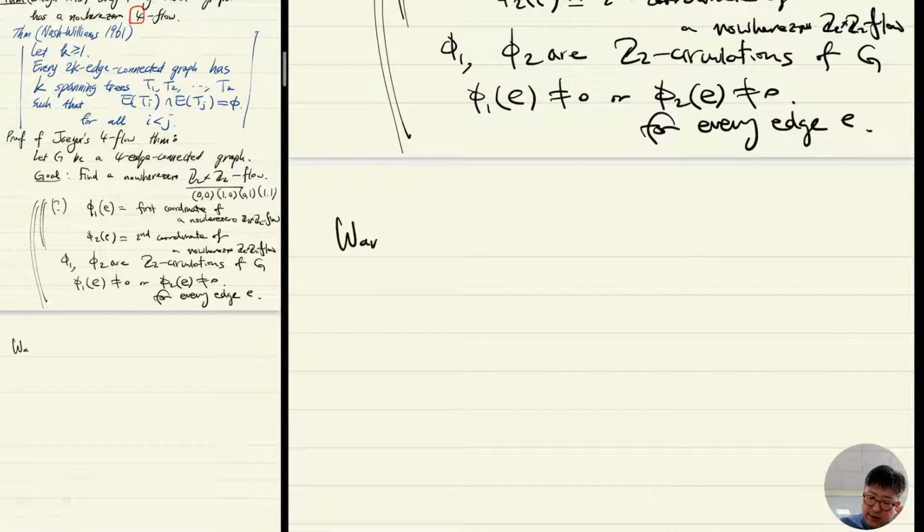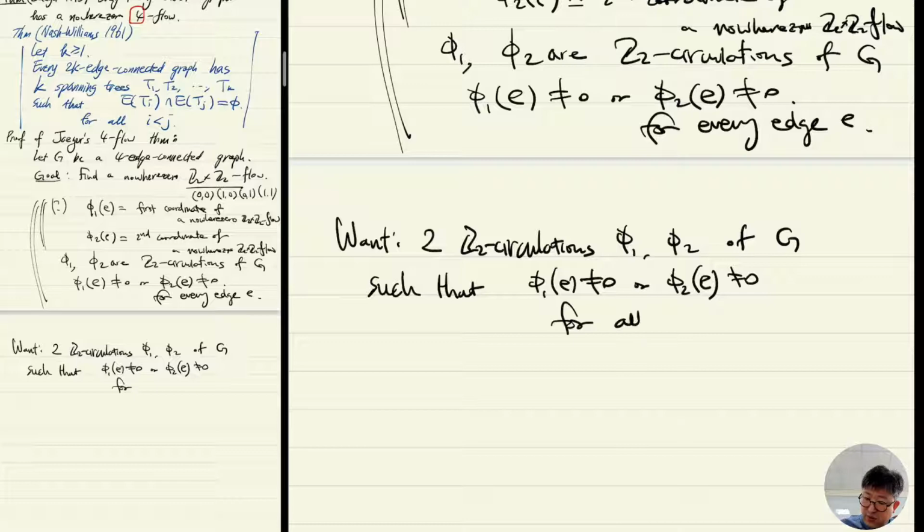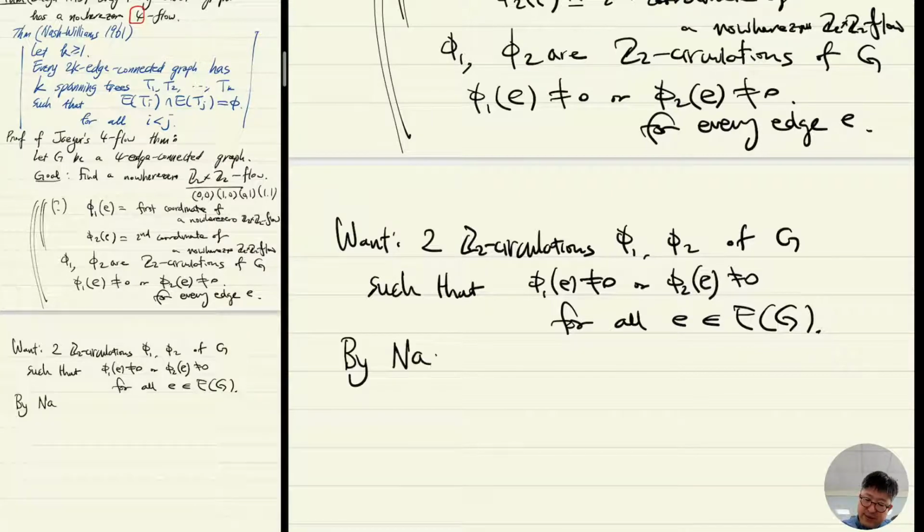So it's enough to find two Z2 circulations, phi 1 and phi 2 of G, such that phi 1(e) is nonzero or phi 2(e) is nonzero for all edges e in the graph. Right. So that's what we want to do. All right. Now, by Nash-Williams, G has 2 spanning trees.